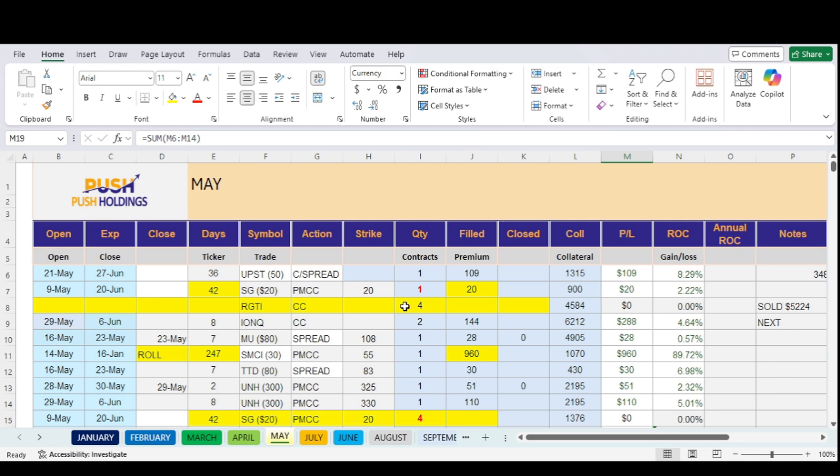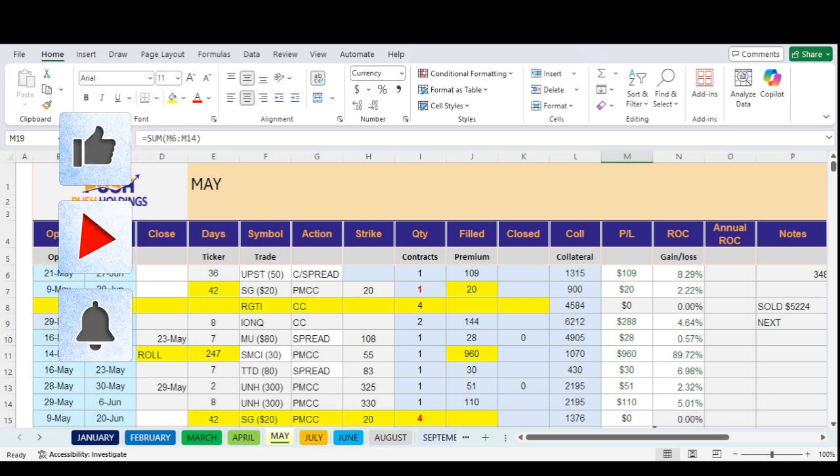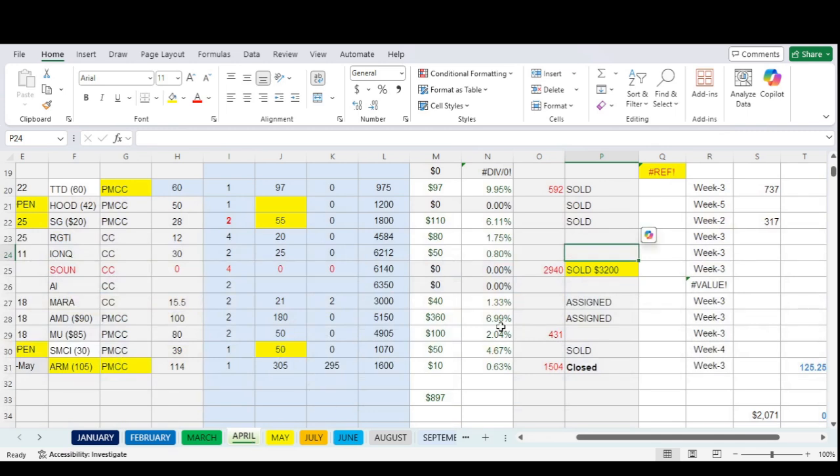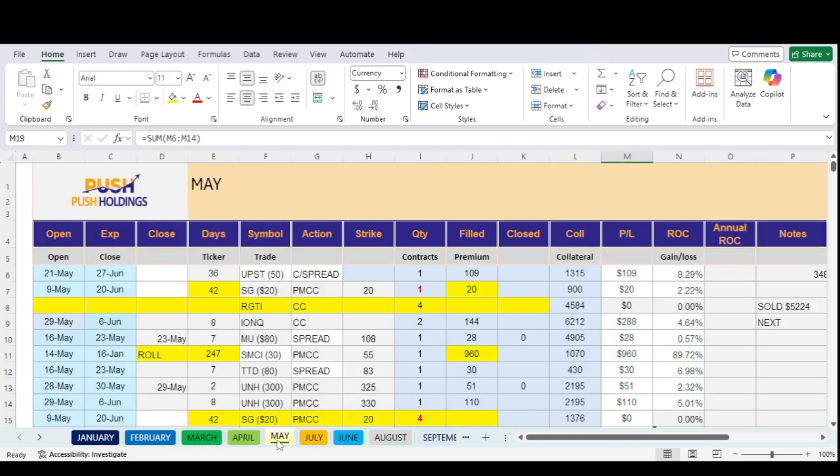So let's get started. So the first one, now I'm not going to be going through every single one of these. I do have videos for all the months starting January. So before we get into May, let me go back to April and show you how we did for April. So as you can see here for April, we finish off the month with a $2,071 gain for April. If you guys want to see how April went for the entirety, then I do have a video that says April monthly income. So let's go ahead and go back to May.